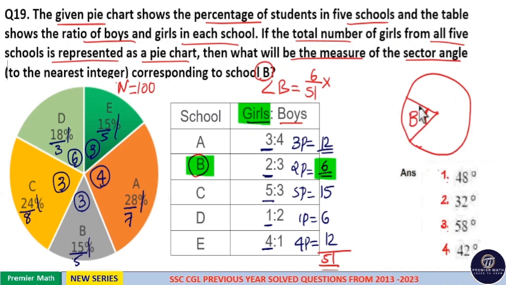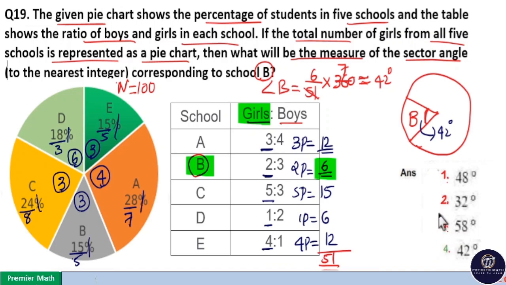So the total angle is 360, which means this angle is equal to 6 by 51 into 360. Now 51 goes around 7 times in 360. So 6 into 7 is around 42 degrees. That is, angle B is equal to 42 degrees. So your answer is option 4, 42 degrees.